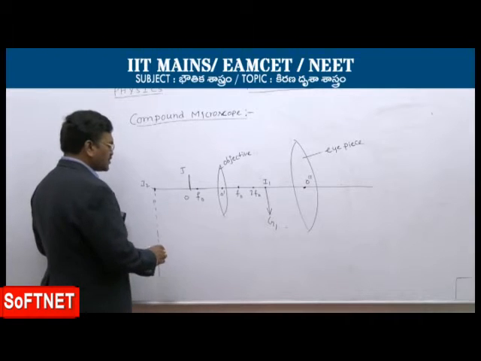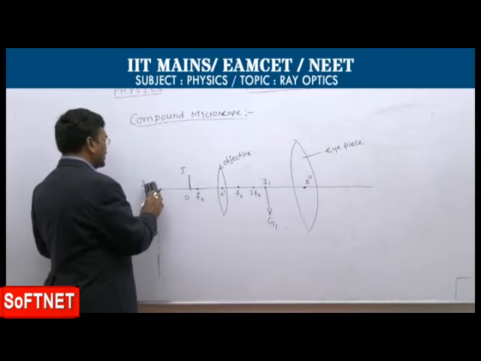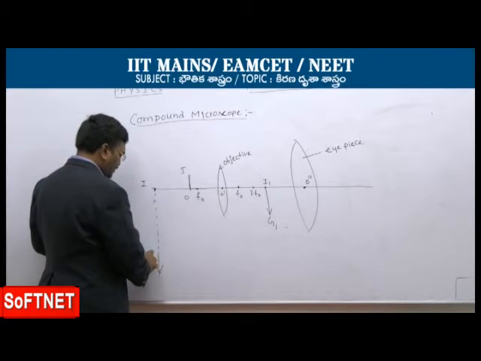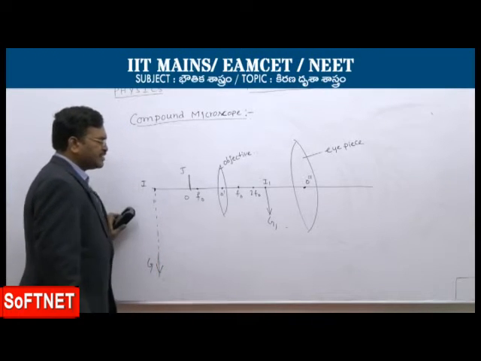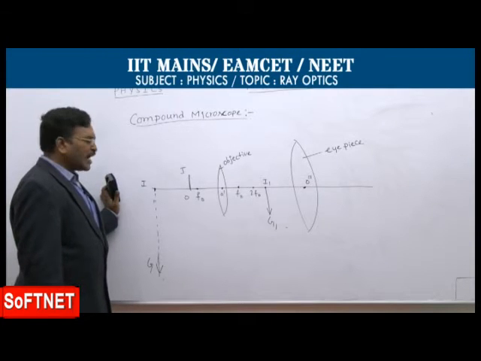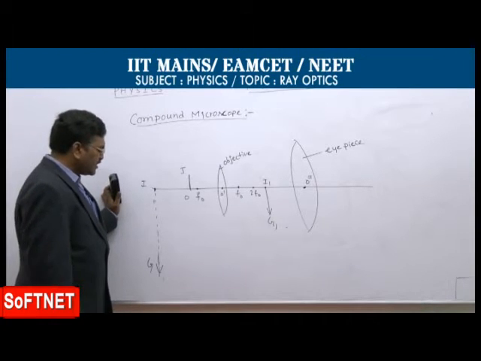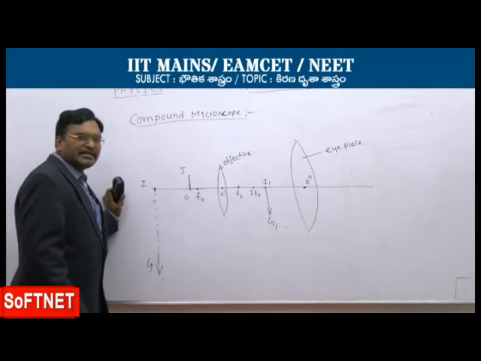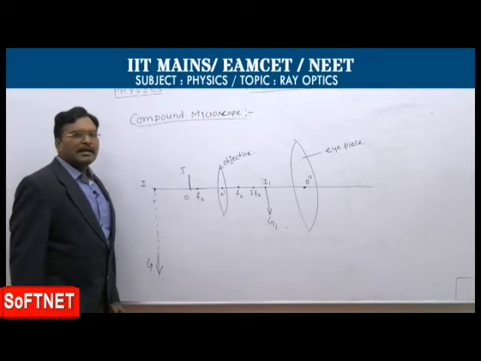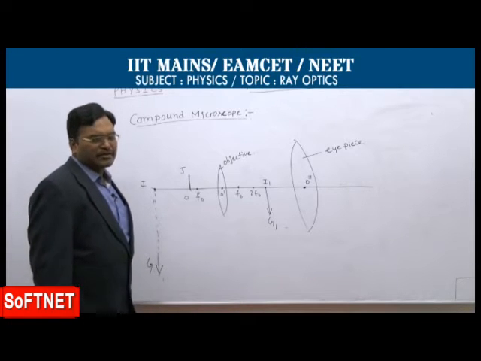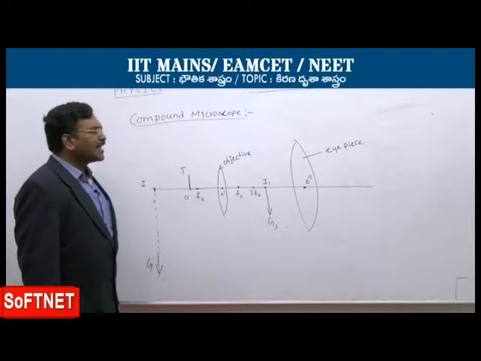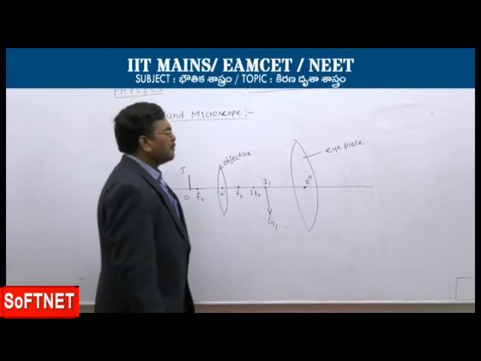Suppose IG is the final image, a virtual, enlarged, magnified image. We take OJ as the object, and it becomes like this. We are getting a big one. Now we calculate the magnification of the compound microscope.